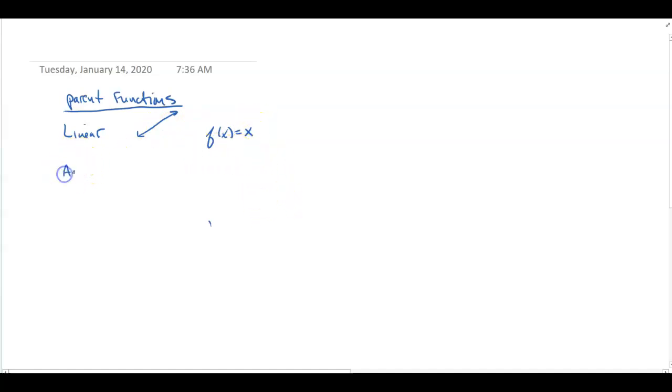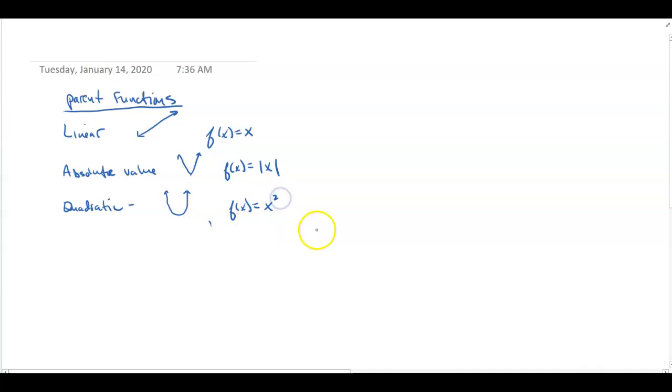Then, a minute ago we talked about absolute value. That graph would be in the shape of a V, and the parent function would be the absolute value of x. Then we have quadratic. Now quadratic, that graph is a parabola, which is a U shape, not a V shape, and that is f of x equals x squared.